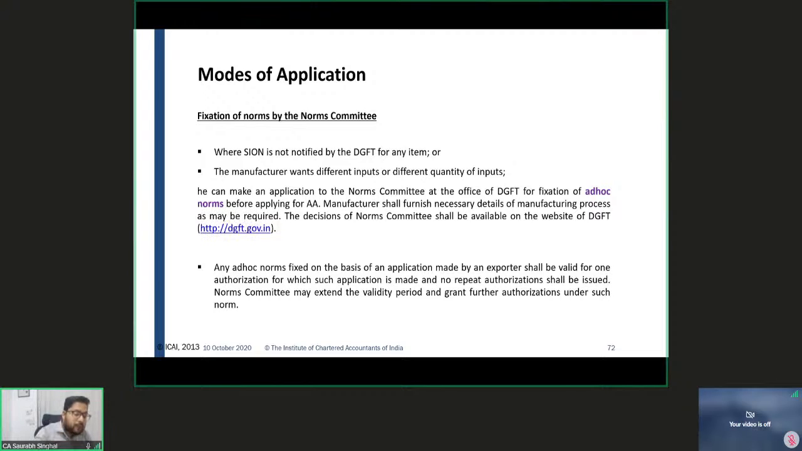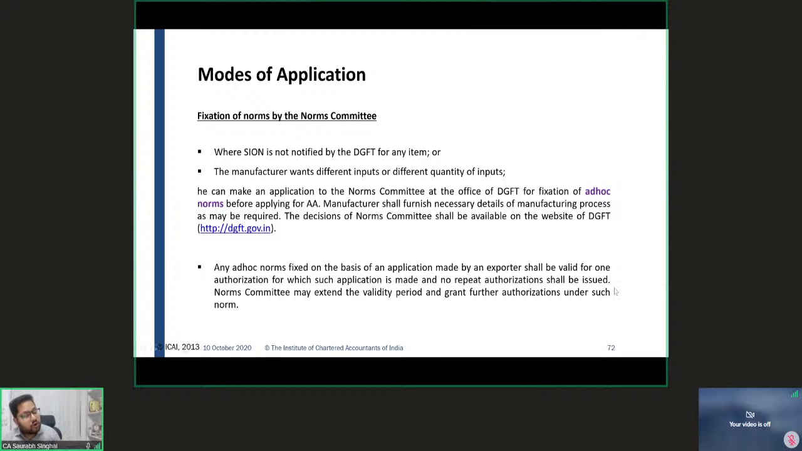Now the only thing is when you apply for an ad hoc norm, suppose I got an order for an export product and I had to export this mouse. When I saw the CON, there was no mention of this export product. Then what did I do? I went to the DGFT and said, see, this mouse is not there in the CON. This is my manufacturing process. These are the inputs that I will use. Please grant me authorization. Maybe it was mentioned, but they said you have to use plastic, but I was using carbon fiber plastic. So I wanted a different CON. So I applied for an ad hoc norm.